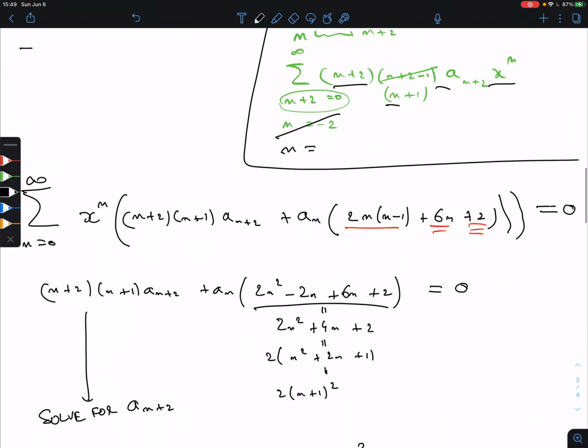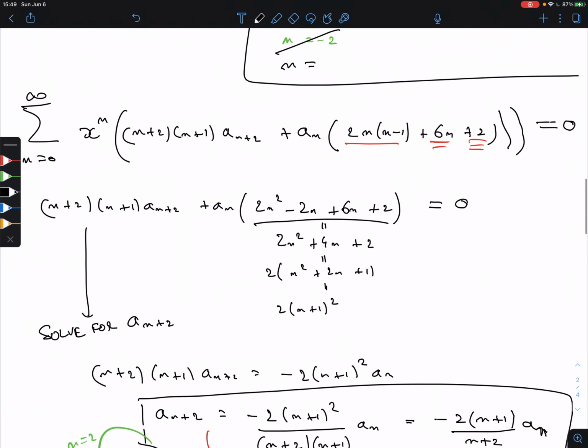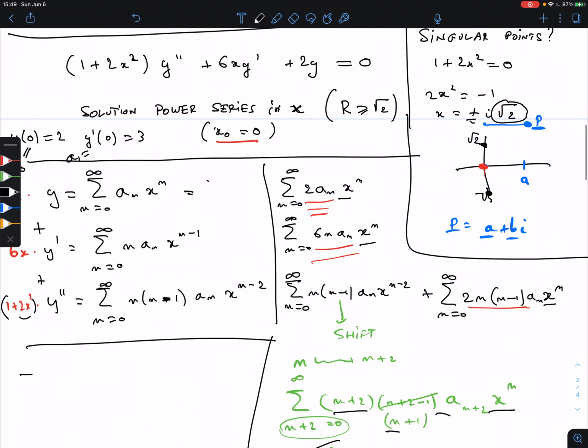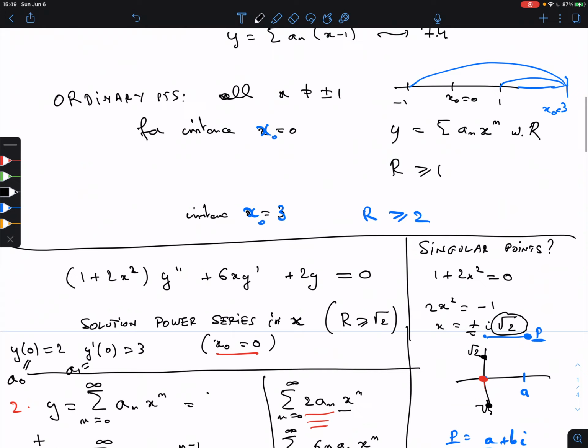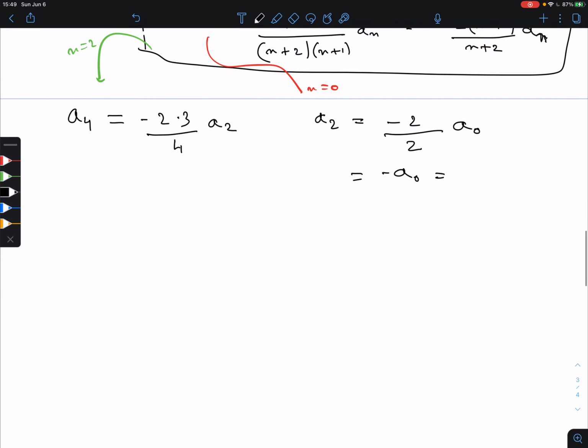Okay? So we know a0, it was given to us. What did I say? y of 0 is 2. Is minus 2. So a2 is minus 2, so I can plug this in here. Then we get minus 6/4 times minus 2. That is 12/4. That is actually 3. I found the value for a4.